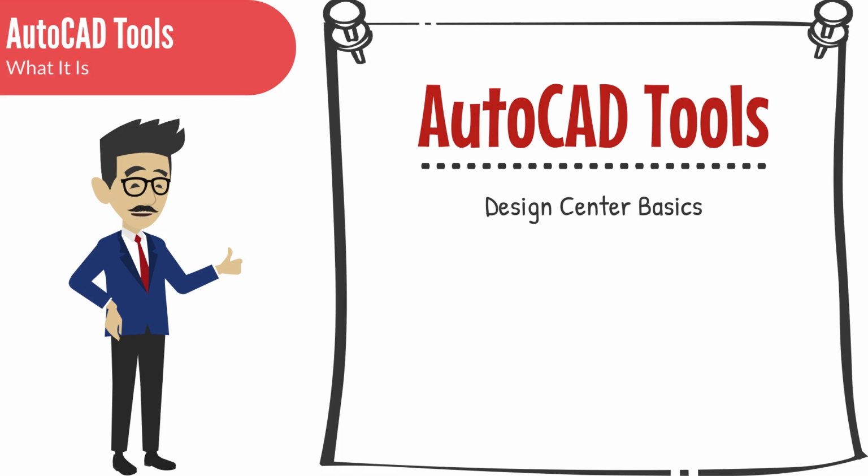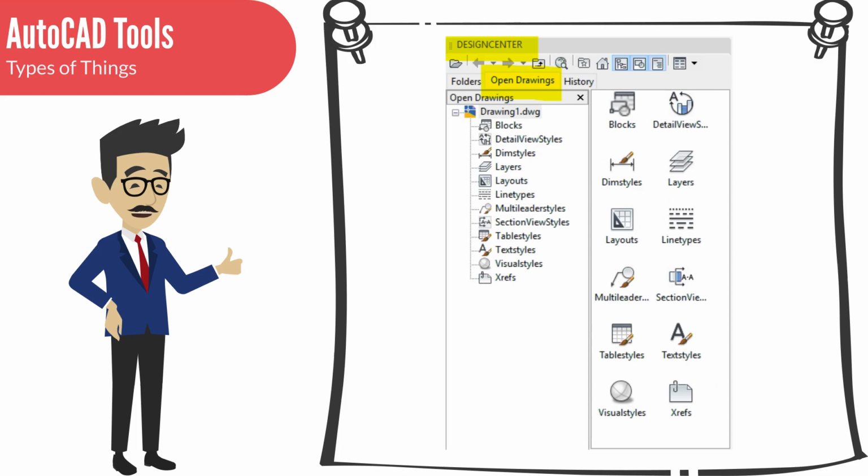The Design Center is a tool that allows a designer to quickly access things that have already been set up or made in other projects so that they can be reused in a new project. The Design Center gives access to blocks. Those are parts of other drawings that have been made specifically to reuse, as well as layouts, layers, dimension styles, line types, and text styles. There are more things, but this list is a good introduction to the Design Center.